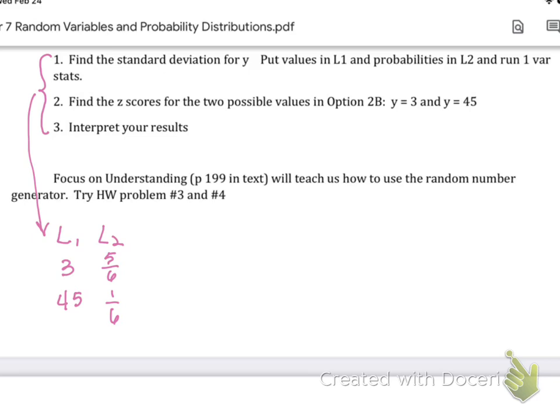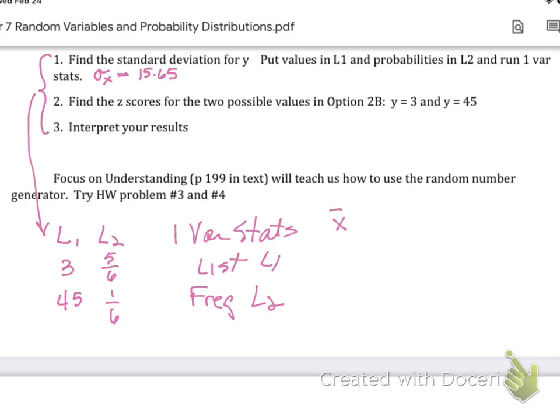So I'm going to find the standard deviation, and I'm going to run it, and what I find is the standard deviation is going to equal 15.65. Because remember, I ran it as one var stats, and I said the list was L1, and the frequency was L2. And I wanted to find X bar. And what do we get for X bar? So maybe I have to run this. So let me just do this.